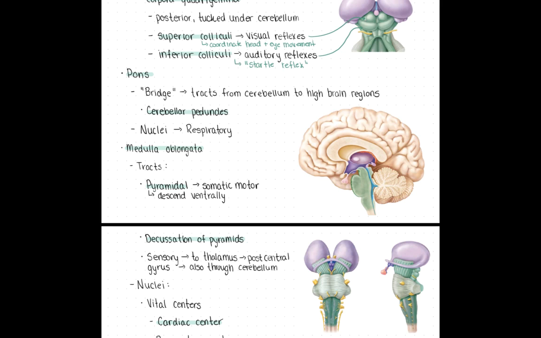Also in the pons, really important, you'll learn about this more in A&P 2 when you do the respiratory system. There's a collection of nuclei in the pons that relate to respiratory function. Especially these nuclei set the normal breathing rhythm. So they set the breathing rate.